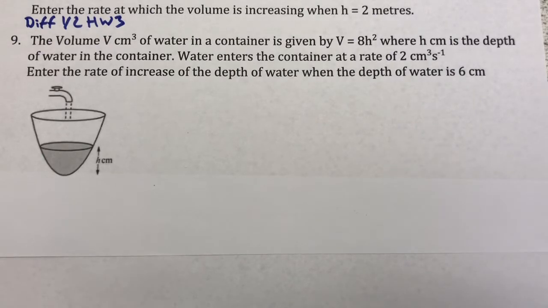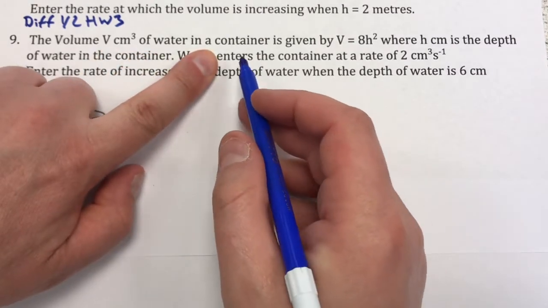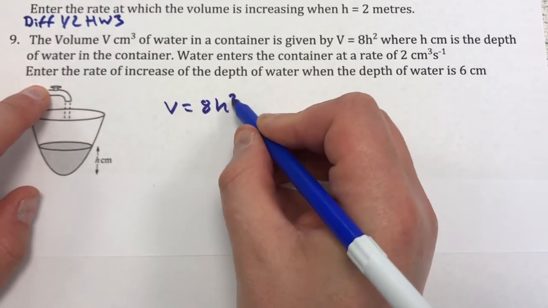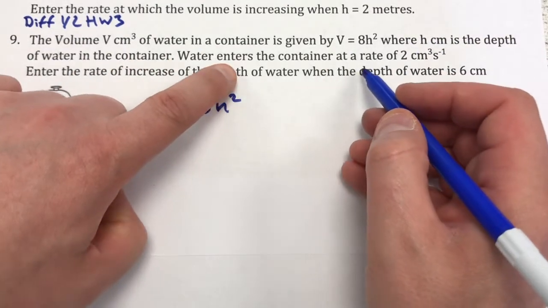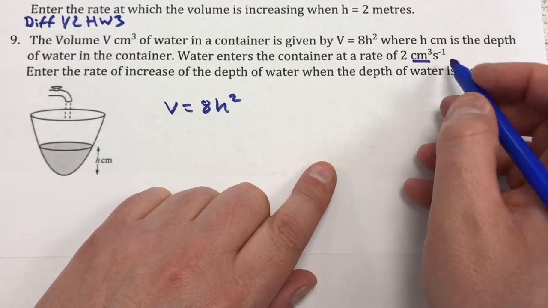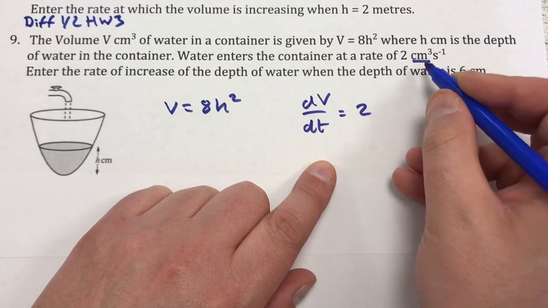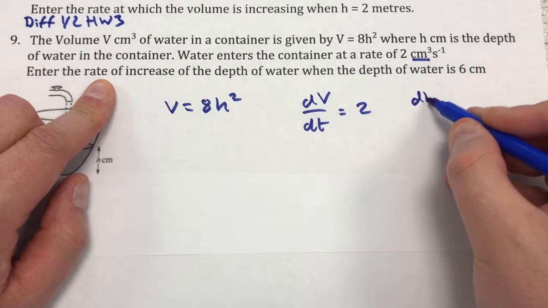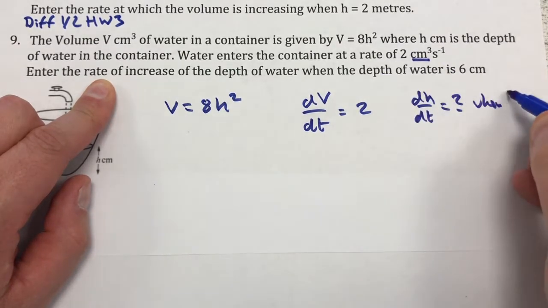Okay, question 9. The volume of water in a container is given by V equals 8h squared, where h is the depth of the water in the container. Water enters the container at a rate of, now you have to read the units here, that's centimetres cubed per second, so that is dV by dt equals 2, that's the rate of change of volume there. Find the rate of increase of depth, so dh by dt equals question mark when h equals 6.